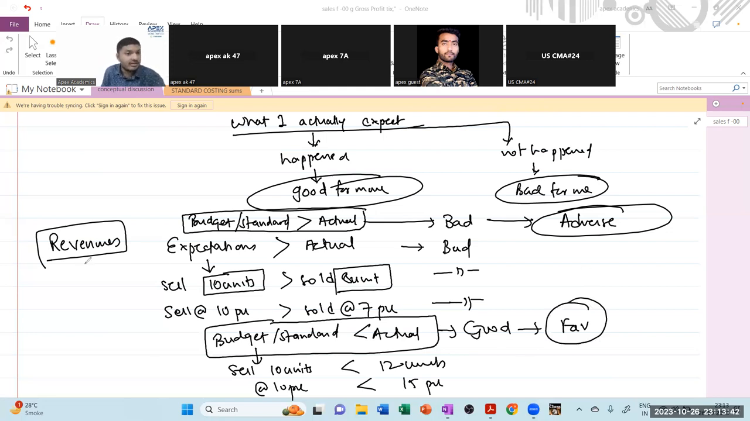So in the case of revenues, you need to keep in mind that where budgeted or standard is greater than actual, it is bad or adverse. And in case of revenues where budgeted or standard is less than actual, it is good or it is favorable. Are there any doubts in this particular concept, which is a very simple logic?